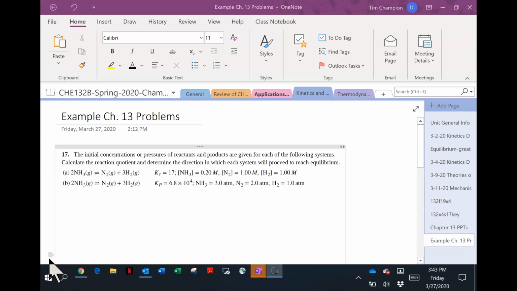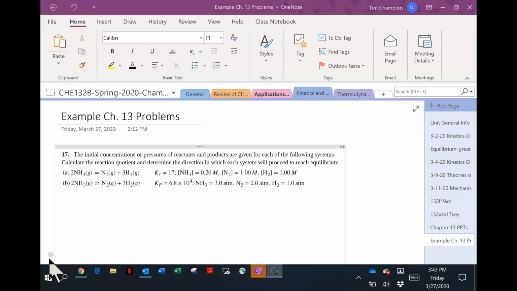All right, so I thought that we would proceed with looking at some practice problems from Chapter 13. So I've taken some problems from the back of the book here and copied them into this page in our OneNote drive, and I thought these were good ones to look at. So the first question here, we're asked basically to look at these equilibria.